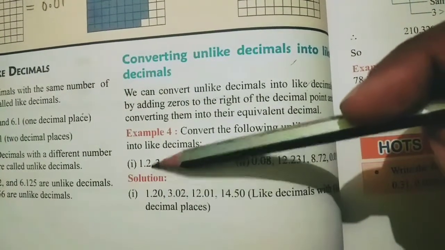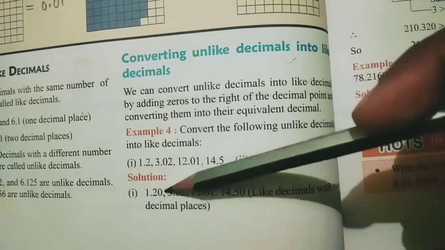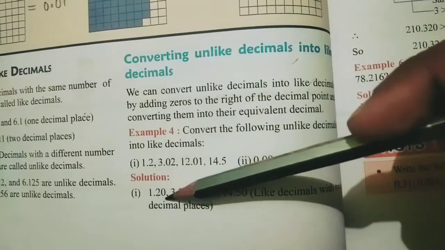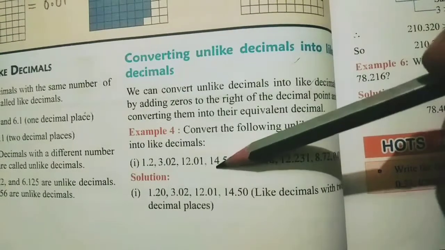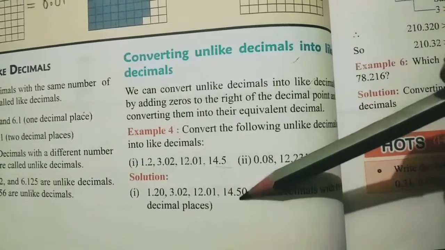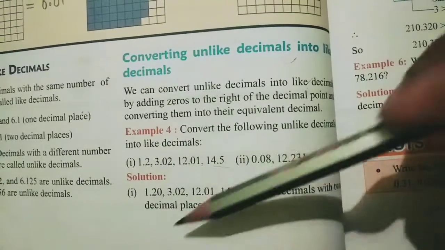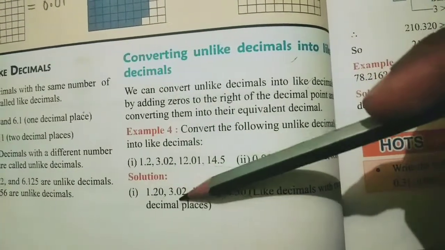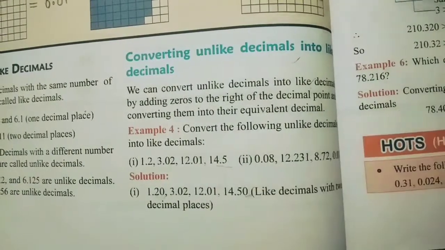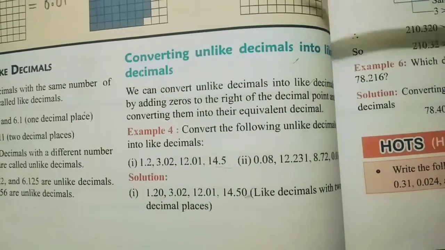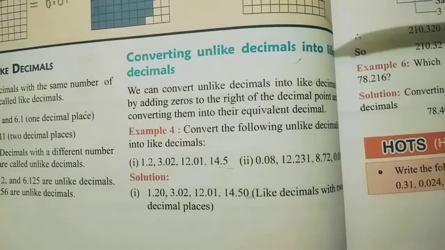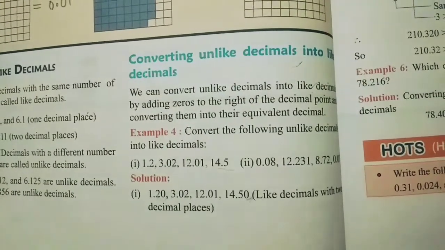So what you have to do is add an extra 0 here. See, 1.20. So here 2 decimal places, and for 14.5 you add again a 0, so 14.50. So an extra 0 is added. Now all are the same. See, after the decimal point 2 digits are there. Okay, in this way it is very easy. You only have to give an extra 0 after the decimal point.